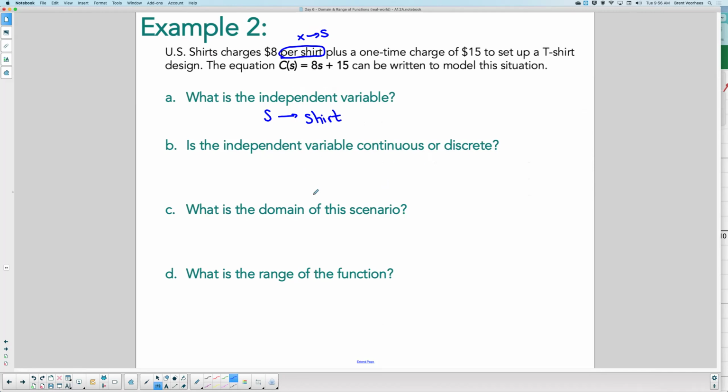You're getting distracted. Okay, is the independent variable continuous or discrete? So let's think about this. Shirts. Would you measure shirts or would you count shirts? We count them because it's countable. Which one's countable? Continuous or discrete? Discrete. Because it's countable, we would say this is discrete.